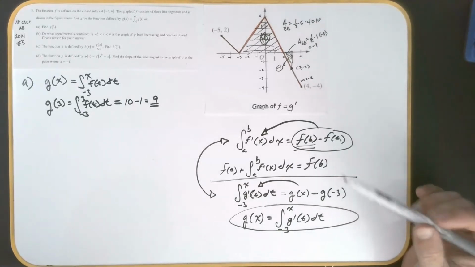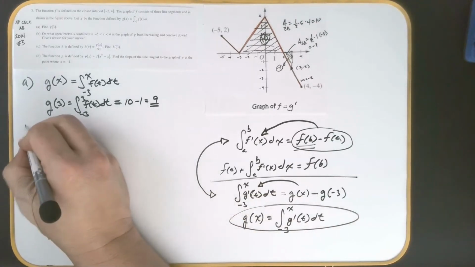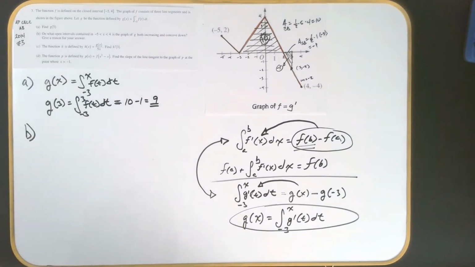Okay, let's move on to part B. Part B says, on what open intervals containing -x from -5 to 4 is the graph both increasing and concave down?